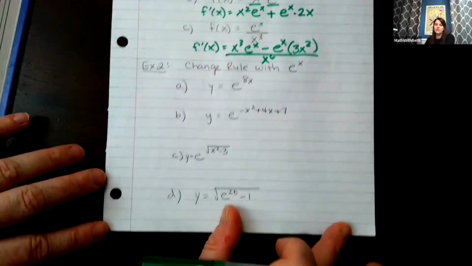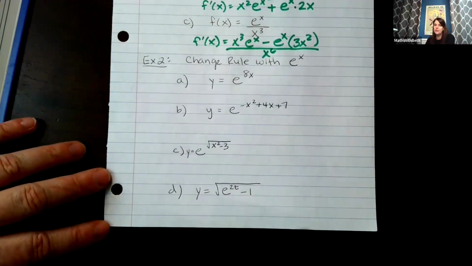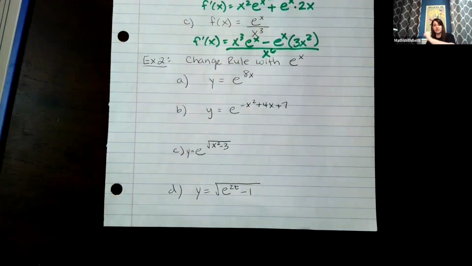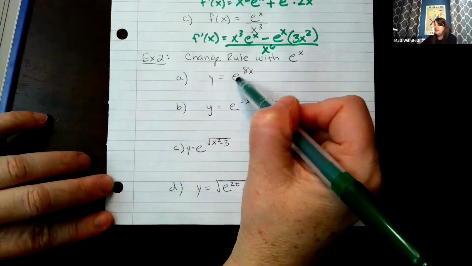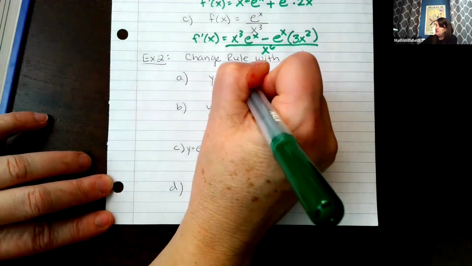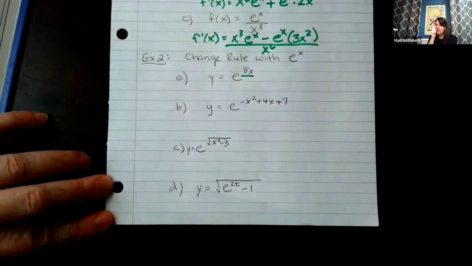Now, how about the chain rule? Sometimes you'll need the chain rule because you have a function inside a function. So instead of this just being e to the x, it's e to the 8x. So that makes it the chain rule.